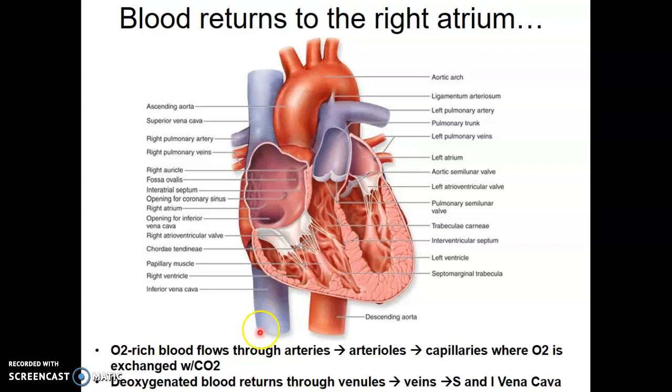So oxygen-rich blood, here's our little point right here, flows through the arteries, the arterioles, and capillaries, where oxygen is exchanged with carbon dioxide. And that deoxygenated blood returns through the venules, veins, and then through the superior and inferior vena cava. So here's our left ventricle. It's done some pumping. Our blood leaves, then it comes back in through the vena cava, and now we've got our full circle of blood flow.